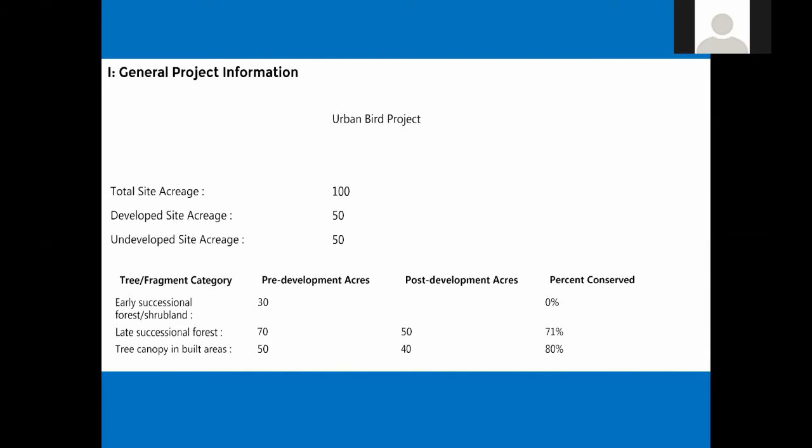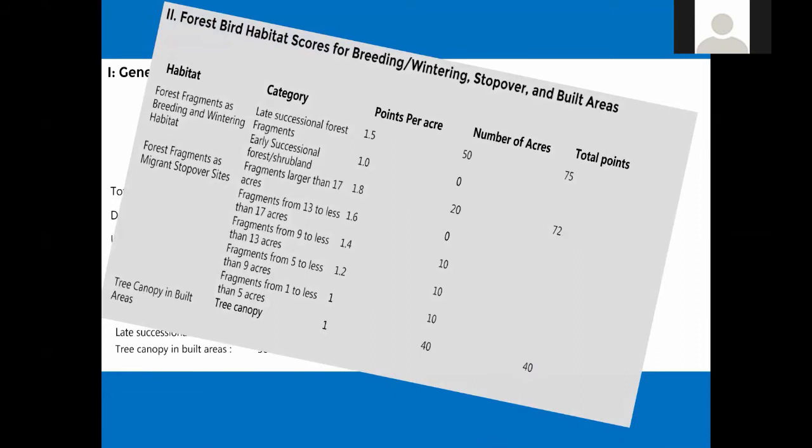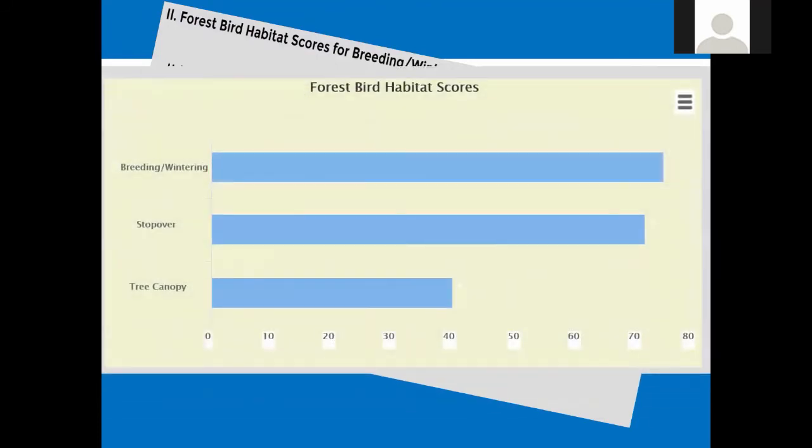This is how much you're going to conserve, 30 acres. You have no acres of early successional forests being conserved post-development, but 50 of the 70 acres late successional. And you enter those numbers in, and it's a very simple algorithm. It's just points times acres, right? So you get more points for late successional forests versus early successional, and you get more points for larger fragments versus smaller fragments. And then for tree canopy, you just get a point per acre. When you enter those numbers in, it will spit out a score.